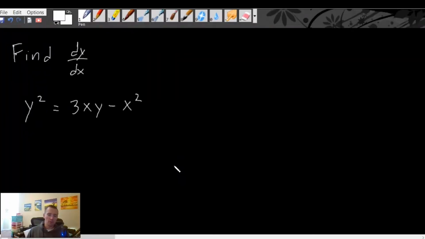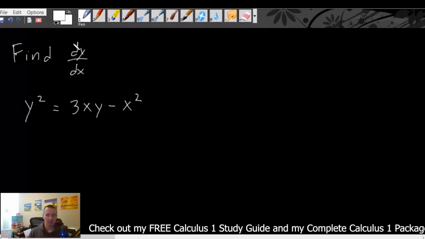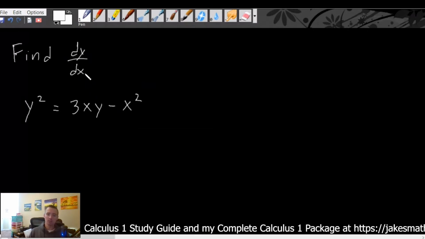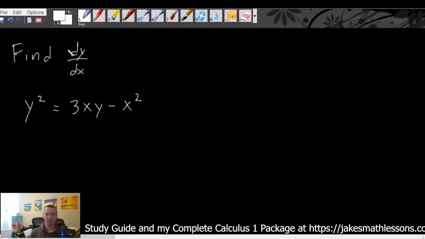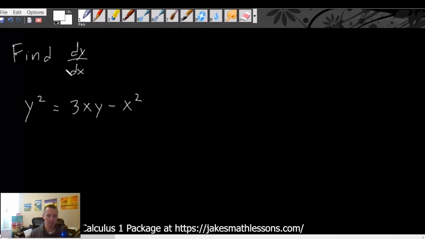What we're going to do is find dy/dx given this equation here, y squared equals 3xy minus x squared. With any implicit differentiation problem, any time you're trying to find dy/dx, or the other really common one, dy/dt, but whatever it is, if you're trying to find d one letter over d another letter, it doesn't matter what those two letters are. That actually gives you a ton of information that you're going to want to keep in the back of your head as you work through this entire problem.